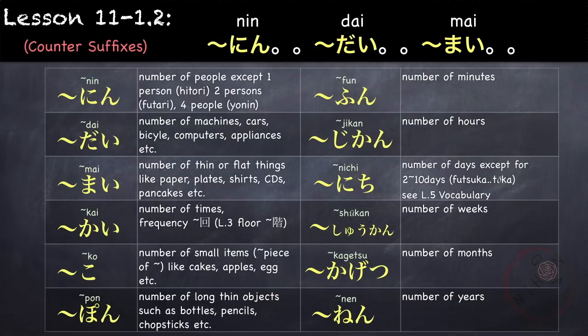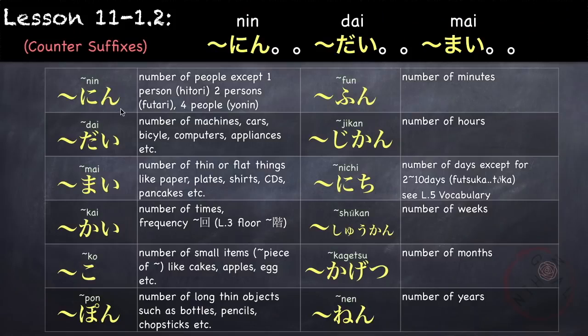Next is counter suffix, such as nin, dai, mai. In Japanese, they use different types of counter suffix for different types of things, depending on the object's size or shape. There's just so many of them and it's a whole new topic, and it will be difficult to discuss or cover everything in just one video. So let's just learn a few ones or the most common ones.